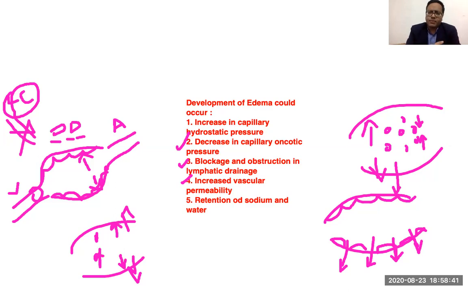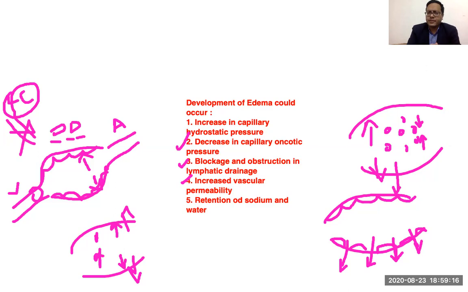If the lymphatic channels are blocked or obstructed, usually in conditions like infections such as filariasis, radiation therapy, post-cancer surgery, or post-cancer lymphatic spread, that can cause lymphatic obstruction and impairment in the drainage of this amount of fluid which is accumulating in the interstitial space and normally gets drained out. And also I mentioned the fourth point, retention of sodium and water, which is seen in renal failure.